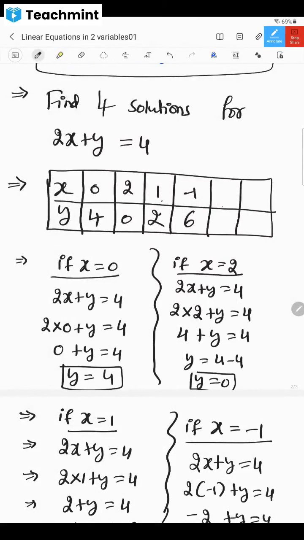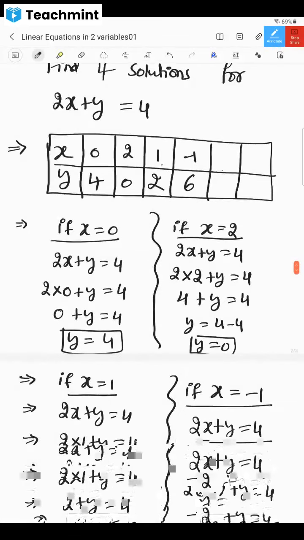Actually, we are not going to find out 6, 7 and all. 3 are more than enough. Minimum 3 we have to find out to draw the graph. There is something called a graph. To draw the graph, the minimum solutions we need is 3. Actually, they say 2, but if we are getting only 2, we don't get to know whether the graph is correct or not. So that's why we use 3 solutions. Did you understand this?